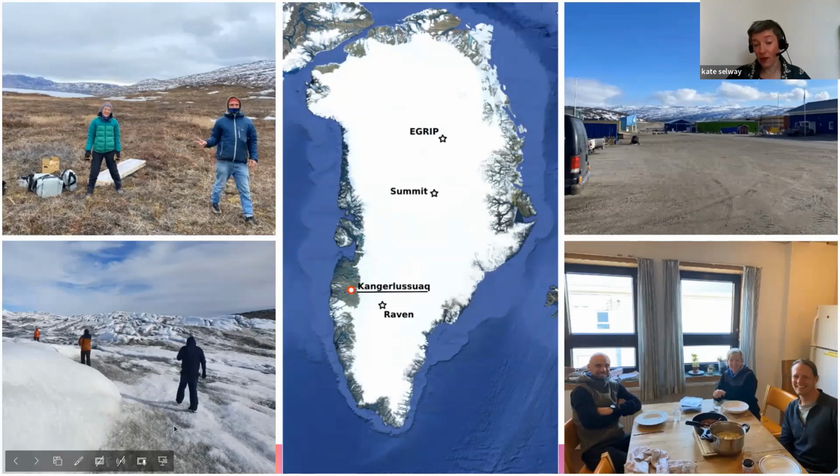And you can also drive for an hour from there and be on the edge of the ice sheet. So there's quite a lot of science that happens out of Kangerlussuaq, just on the edge of the ice sheet, and there's a glacier there.